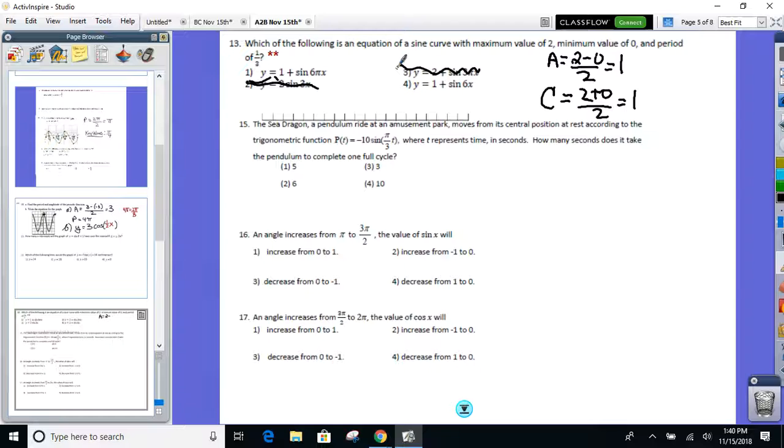Okay, now it comes down to frequency being 6 pi or the frequency being 6. What can I use now to find frequency? Period. So what do I have? 1/3 equals what? Okay. When you guys find that B value, let me know. Six pi. So which choice are we going with? Choice 1.